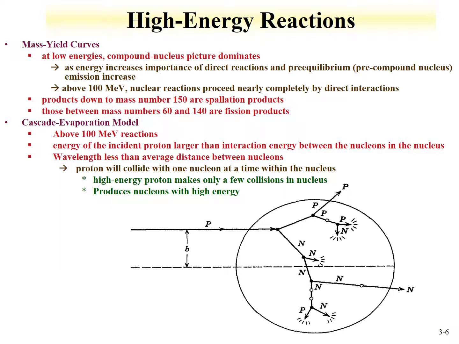You can imagine that these neutron emissions are fundamentally routes for de-excitation of the excited product nucleus, where each neutron emission is responsible for dissipating between 5 and 10 MeV of energy. So the model for this is a cascade evaporation model. It's listed here, usually above 100 MeV reactions. And the protons will collide with one nucleon at a time within the nucleus. These high energy protons make only a few collisions in the nucleus, and they produce nucleons with high energy.